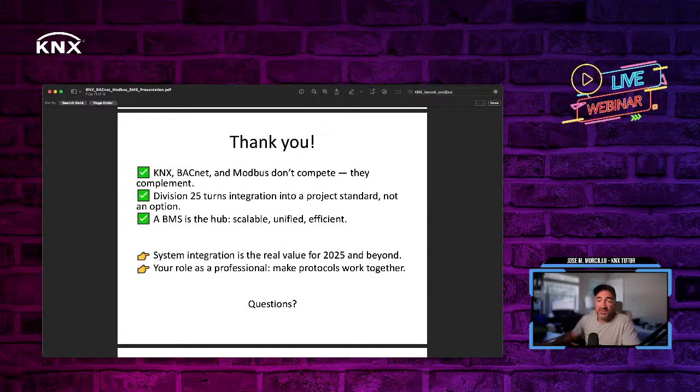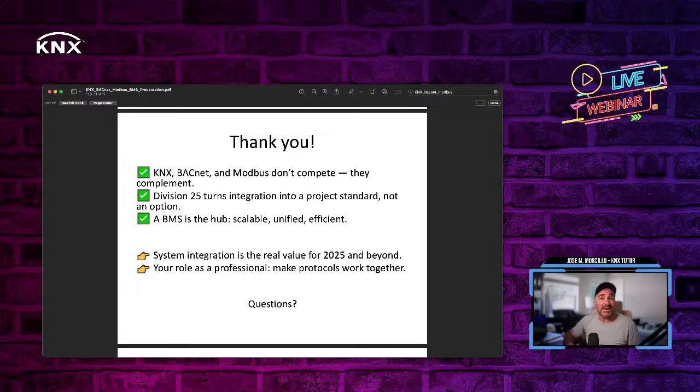So Division 25, as I was saying before, turns integration into a project standard, not an option. That's great because it says what needs to be done to make all these guys, mechanical and electrical people, talk together. The BMS is the hub: scalable, unified, and efficient. I think the fact that you can use a BMS and make it scalable, that if you need more data points in the future, you can scale it, that's amazing.